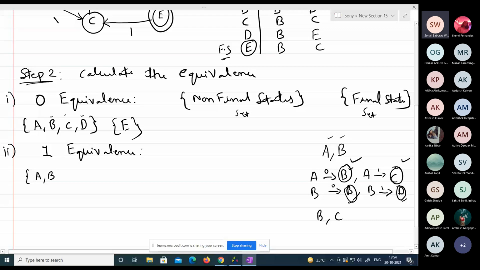I have checked for AB. Now either I can check AC or BC, because after checking A comma B, I have observed that both A and B are present in my one equivalence group. So these are done. Now the next state is C. To check whether C can be included over here, we have to check the combination of either A comma C or B comma C.